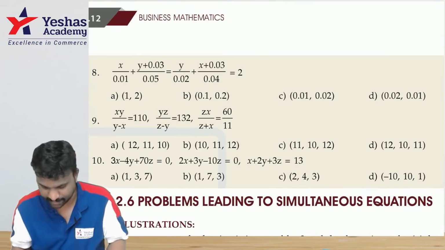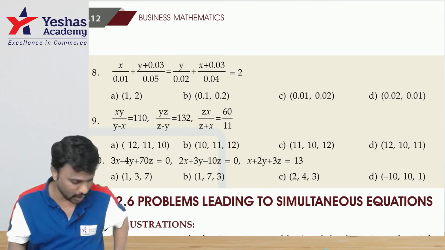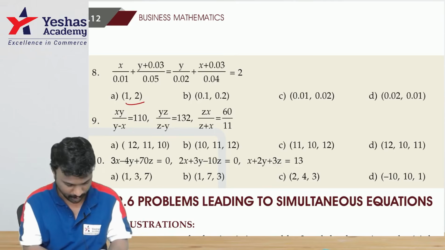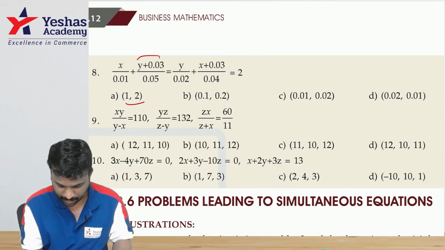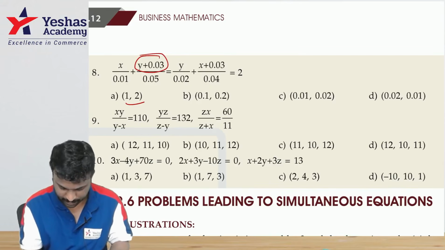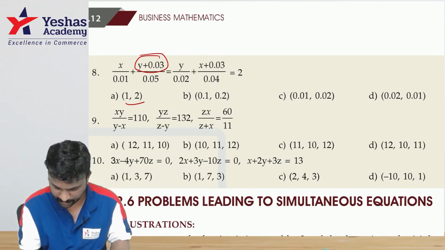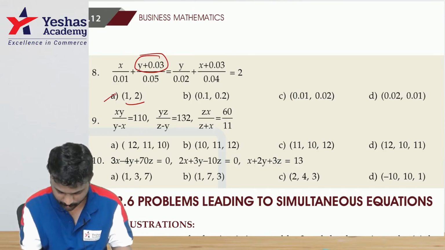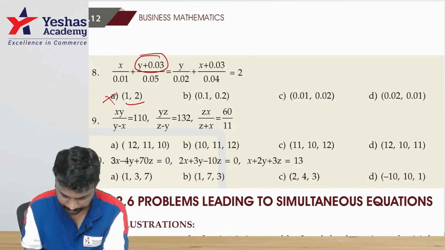Find the values of x and y. Where are x and y values in the options? Let me hit the first option. X value is 1. 1 divided by 0.01 modulus plus y value is 2. 2 plus 0.03 divided by 0.05 modulus. How much is it? 140 point something you get. So it's definitely not option A, isn't it? It's not option A.